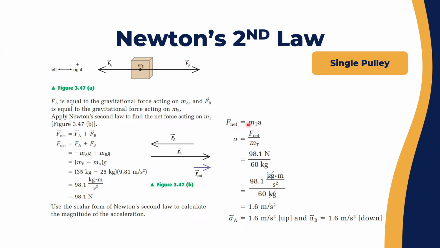Now the F net equals M total times the acceleration. We can say acceleration equals the F net over the total mass. F net is known by now, 98.1 newtons over 60 kilograms of the total mass. So the acceleration would be 1.6 meters per second squared. So the acceleration of A will be 1.6 meters per second squared up. Acceleration of B, 1.6 meters per second squared down. So the same acceleration for the whole system, but the direction of acceleration per object is different.